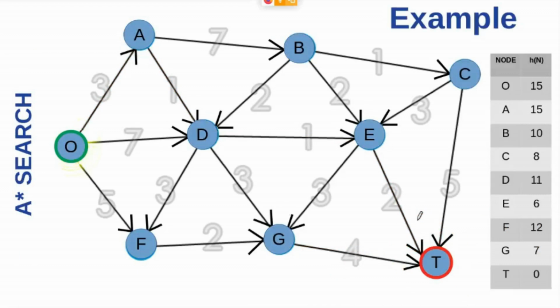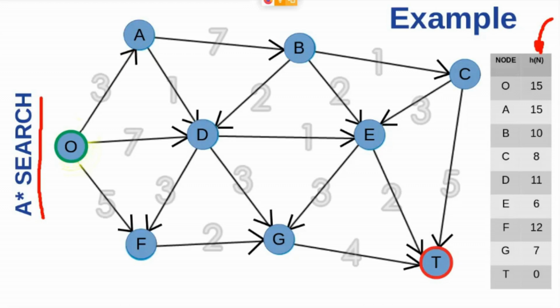So I encourage you to stop the video and try to do on your own the A star search by using the same weights and the same heuristics as before. And you will find the optimal solution just in a quicker form than the Dijkstra algorithm, right?